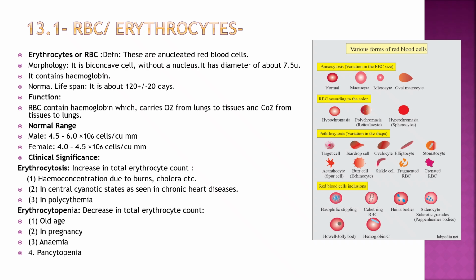It is seen in hemoconcentration due to diarrhea or vomiting, burns, cholera, high fever, exercise. In cyanotic states like chronic heart disease, in polycythemia also we can see erythrocytosis. If the normal range of the RBC count is low, it is called as erythrocytopenia. It is seen normally in old age, pregnancy, anemia, pancytopenia.